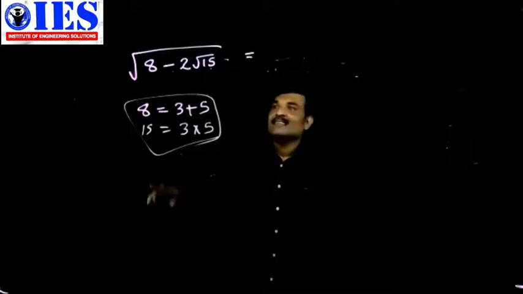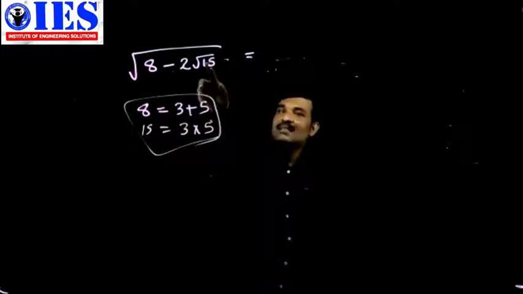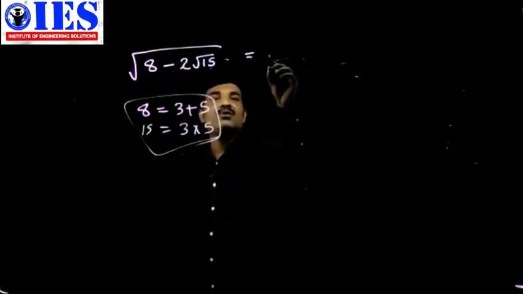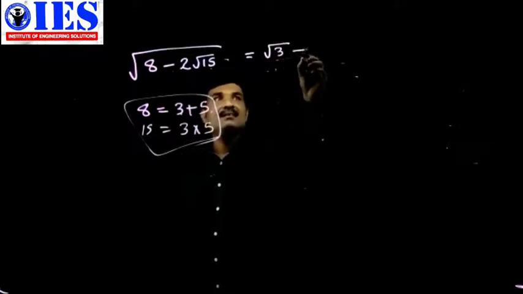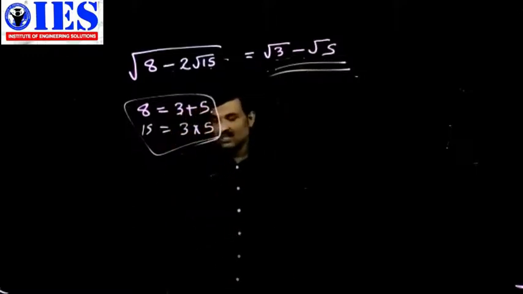So the thing we should keep in mind is that the sum of these numbers should be the first term, and the product of these numbers is equal to the term inside the square root. And we require a 2 here. So the solution is: the first number is 3 and the second number is 5. So we can write square root of 3 minus square root of 5. This is the solution, right?